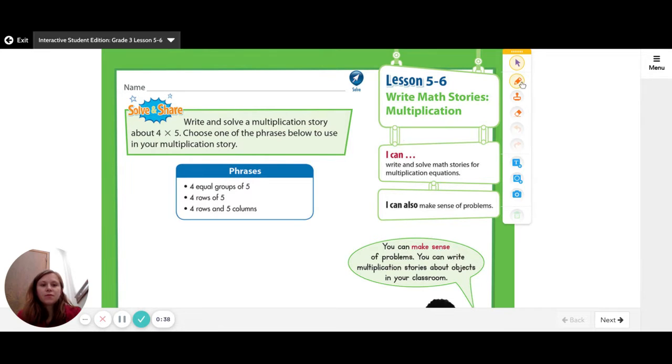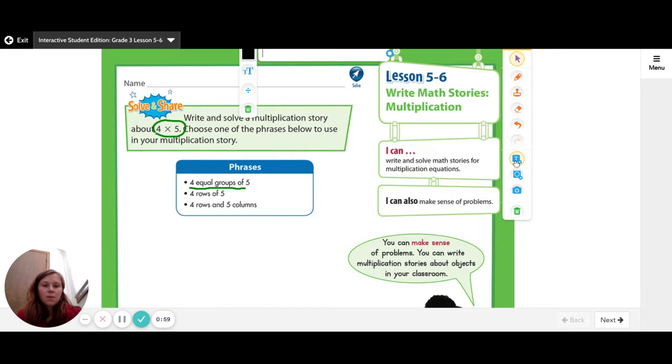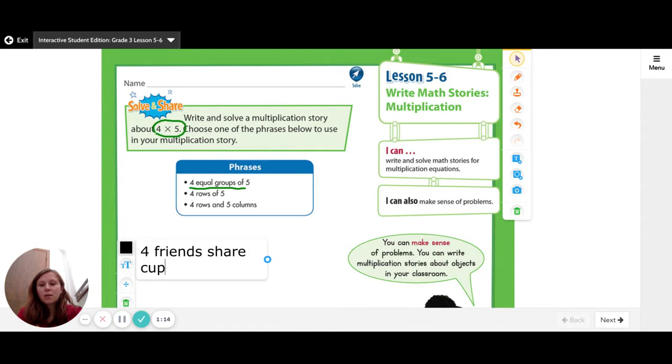We know we're going to do 4 times 5, so I'm going to circle that part. We can think about 4 equal groups of 5, 4 rows of 5, 4 rows and 5 columns. Let's do the top one, 4 equal groups of 5. So we can think about maybe friends sharing cupcakes. So we're going to type it. Okay. So we know there's 4 equal groups. So we could say 4 friends share cupcakes.